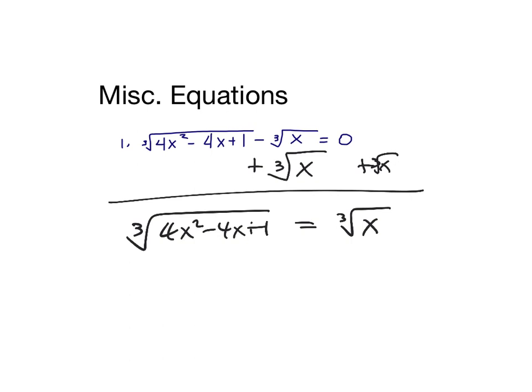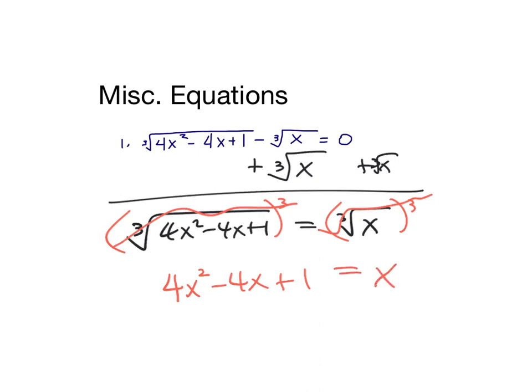Now again, in order to get rid of the root, we are going to raise both sides to the power that's equal to the index. Yesterday they were all square roots, so we squared everything to get rid of it. Today this one is a cube root, so to get rid of that, I'm going to cube both sides. So let me raise both sides to the third power. That will cancel the root. And now I'm just left with 4x squared minus 4x plus 1 equals x.